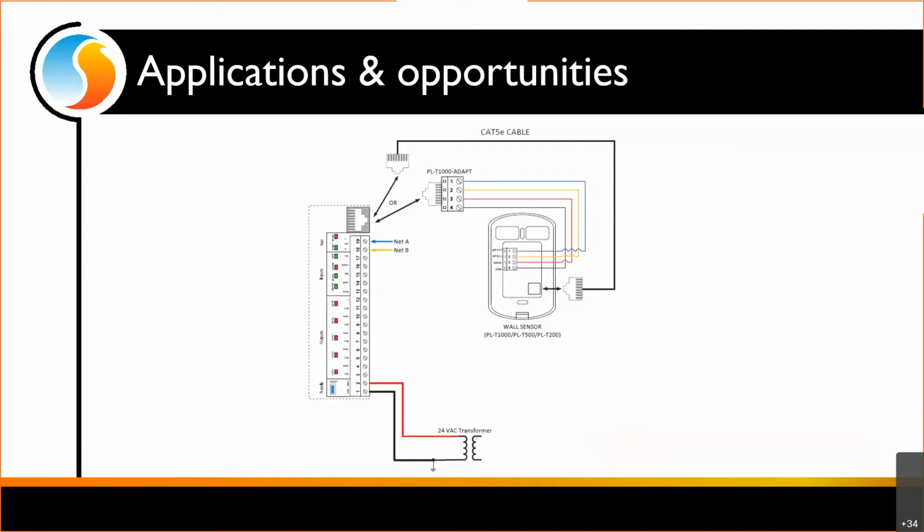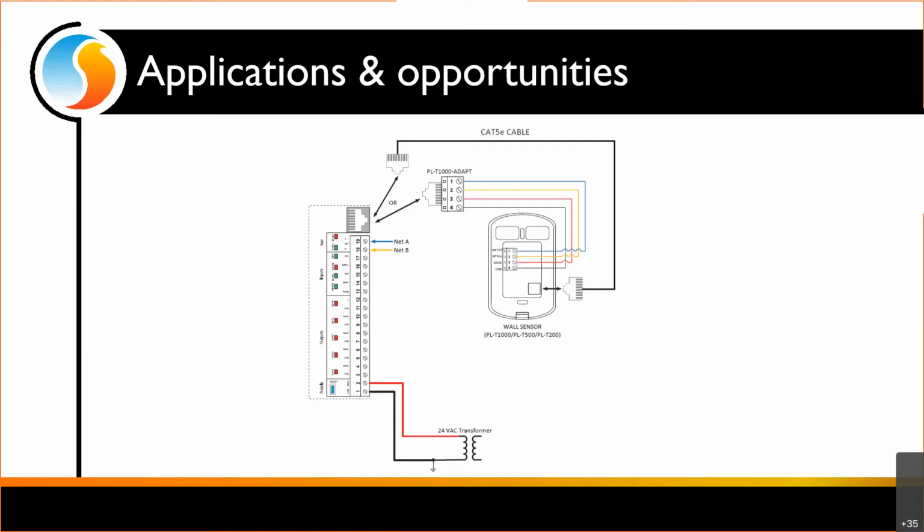Now, another method to connect the wall sensor is with a 4-conductor cable. Since the C1000 doesn't have 4 terminals dedicated for the wall sensor, we have a little adapter. It's called the T1000-Adapt, and all it does is convert the 4 conductors into an RJ45 port. So just remember, if you're using a 4-conductor cable to connect one of the wall sensors to a C1000 RTU, we will need that adapter right there.